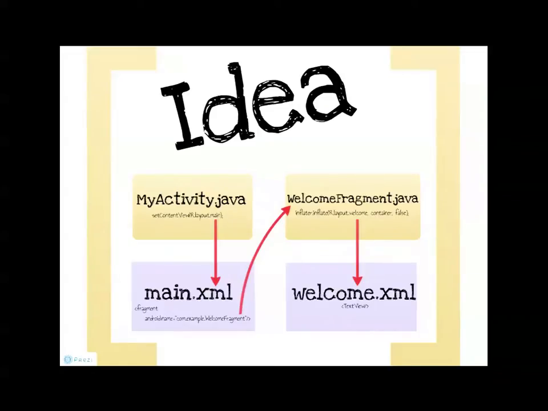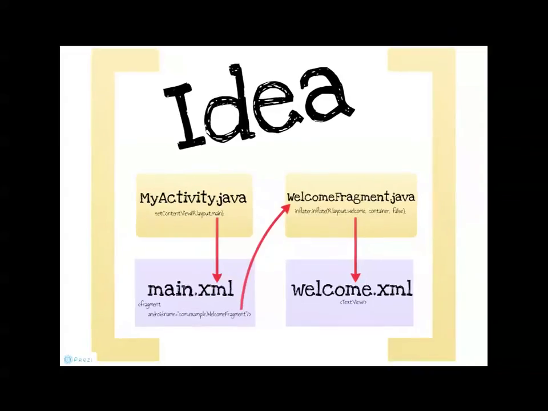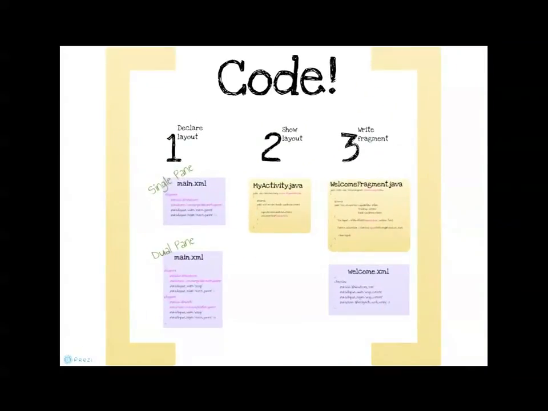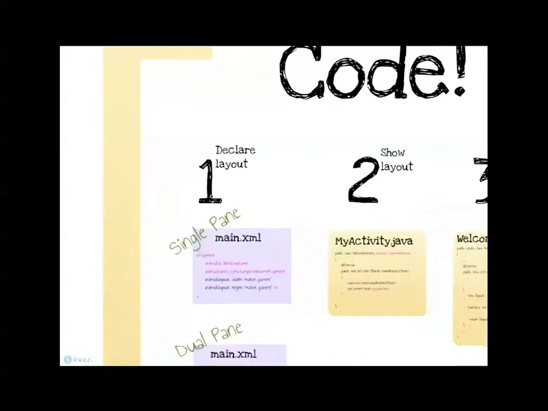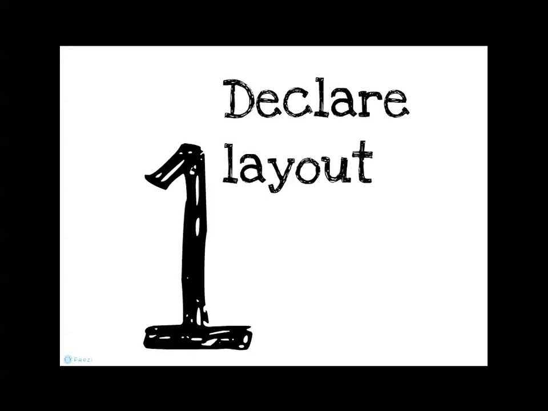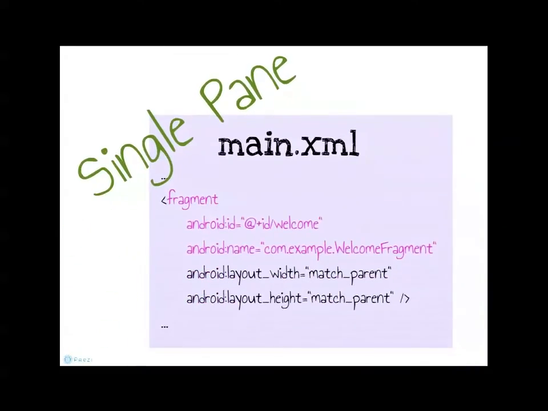So now that we have this overall, this is how it's wiring, let's look at a more fleshed out version of what those would actually look like. After you declare your layout, in your single pane you're just going to have probably one fragment in there. You might throw other UI components in, your choice. This looks just like before. You can tell it how wide and how tall you want it to be, and you give it an ID so you can find it later with the fragment manager.